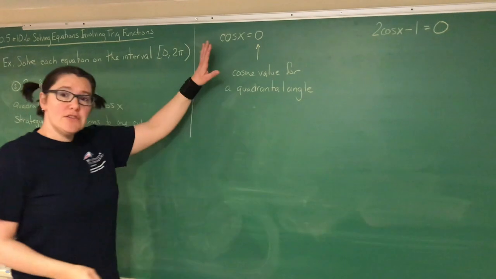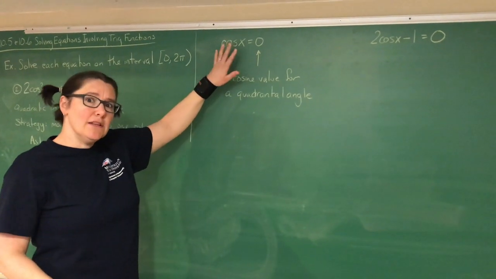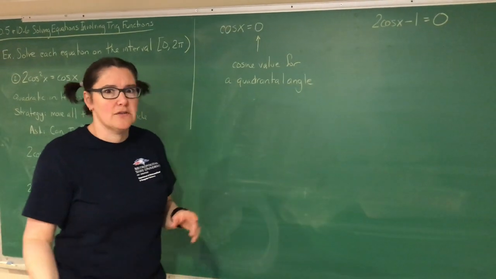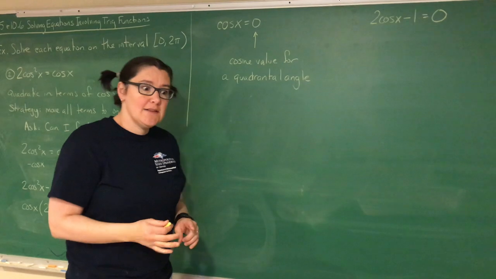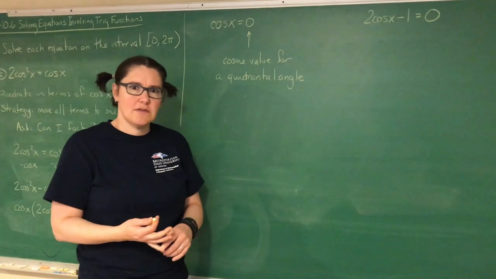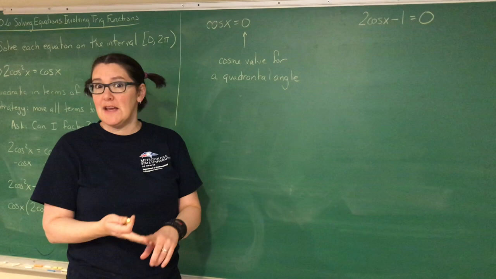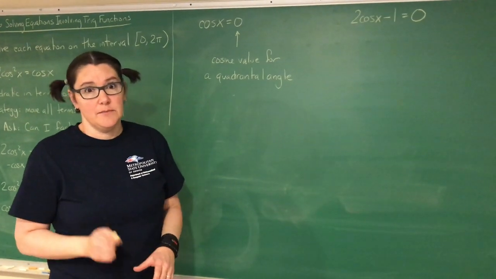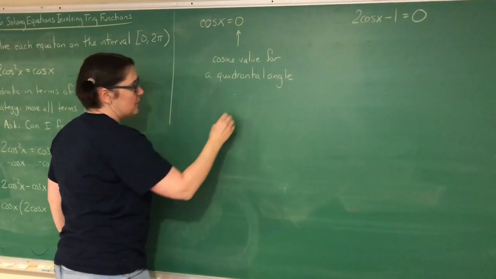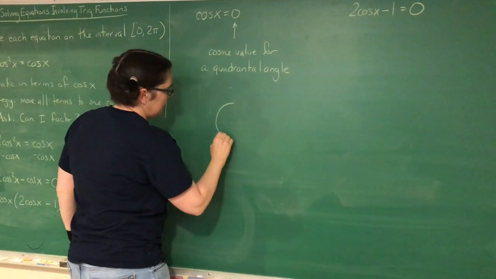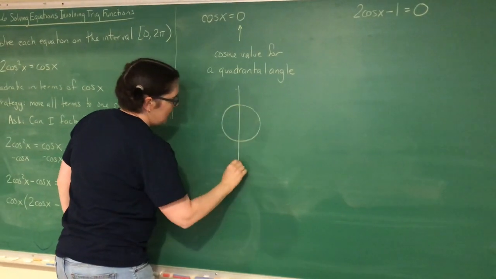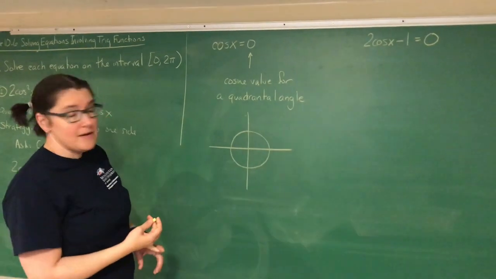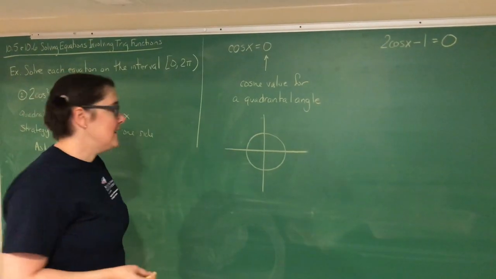So my strategy for trying to figure out what that angle should be is a little bit different than it is when I have things like cosine of x equals 1/2 or cosine of x equals root 2 over 2. When I see values like cosine of x equals 0, cosine of x equals 1, cosine of x equals -1, those are trig values that indicate to me that the angle is a quadrantal angle. So my strategy for figuring out what that angle should be is in terms of thinking about the unit circle. And remember, on the unit circle, the x-coordinate is the cosine value, the y-coordinate is the sine value.